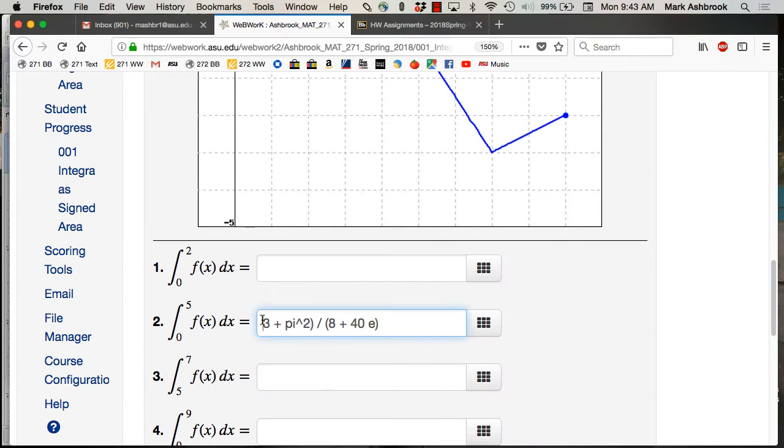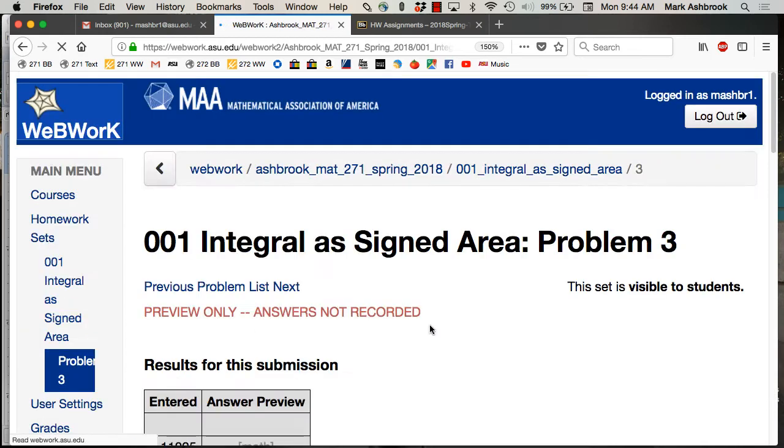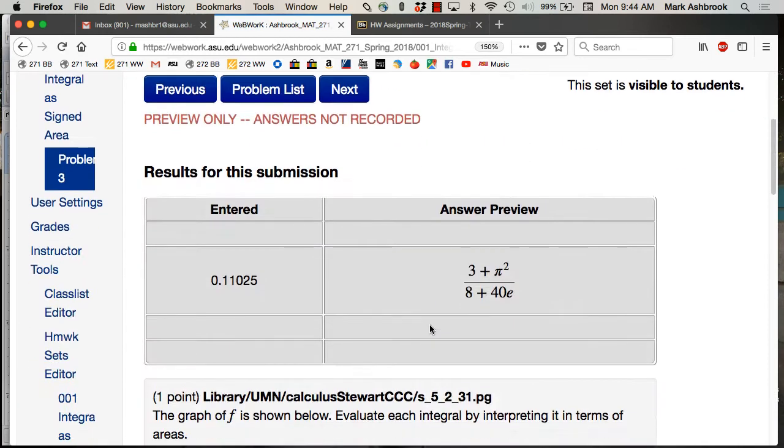The preview answer not only gives you little hints, but it also gives you a nice image. That's what I wanted, okay? And then it gives you a decimal approximation. So put in expressions like that. Don't punch that expression into your calculator and then try to guess how many decimal places at once, right? If you just put that expression in and get it looking right, then let WebWork be the calculator, okay?